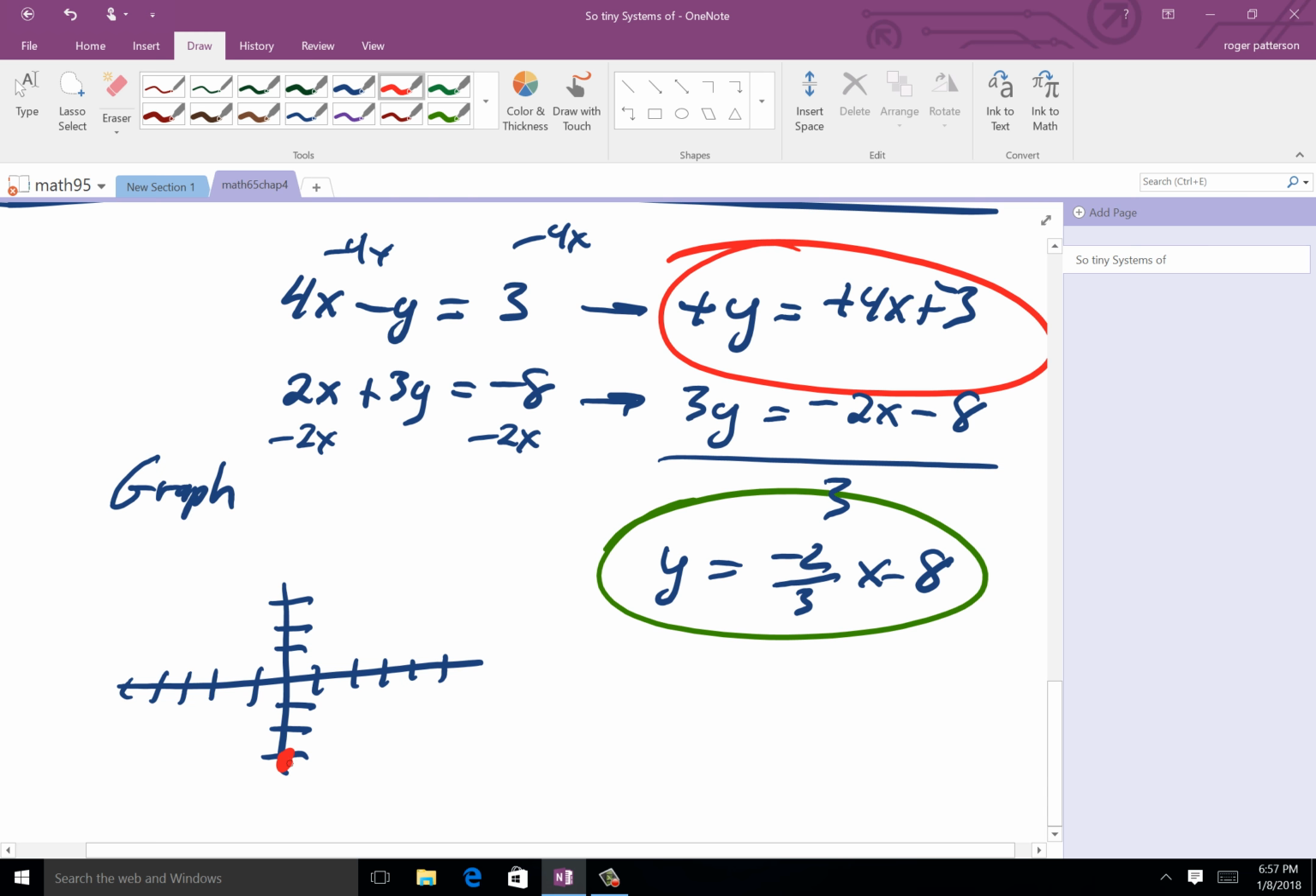I'm going to go up 4. 1, 2, 3, 4 over 1. Draw a line. There it is.